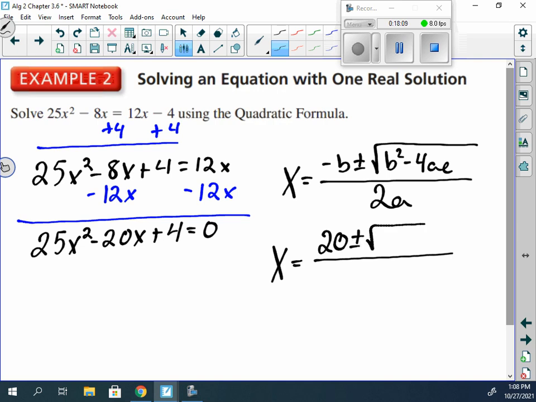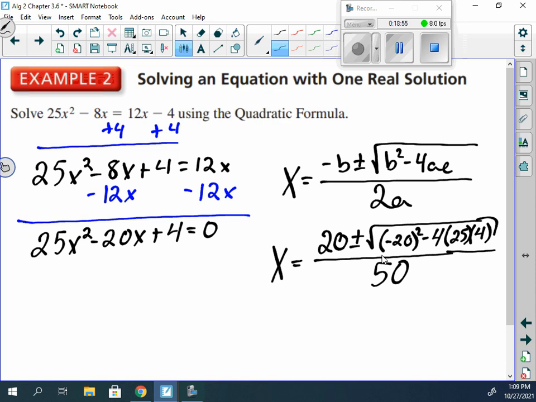Plus or minus, square root. Well, b squared would be negative 20 squared minus 4 times a is 25, and c is 4. Everything inside the square root I don't normally touch. I'll just go on and copy it in, because I'm going to put it in the calculator, and the calculator will do it for me. The other thing that I will do as I'm plugging in is 2a. Because what is a? Value of a is 25. What's 25 times 2? It would be 50.